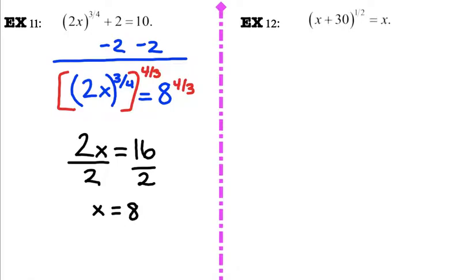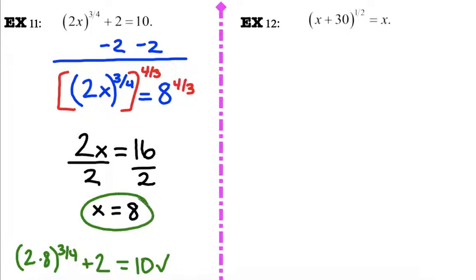Now, just like before with radicals, we need to check for extraneous solutions. So we take our calculators or our brains, and we substitute in 8 for our answer. So 2 times 8 to the 3/4 plus 2. The goal is to get 10. Well, 2 times 8 is 16. The 4th root of 16 is 2. 2 to the 3rd is 8. And if I add 2, I get 10. So that checks out. So 8 is my solution.